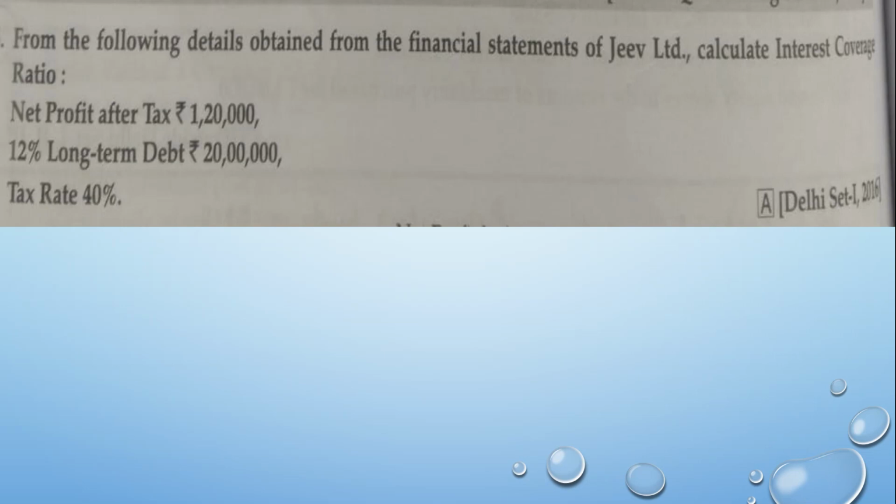From the following details obtained from the financial statements of GE Limited, calculate interest coverage ratio. Net profit after tax. So mind it is after tax. The net profit was 1,20,000. 12% long-term debt was 20 lakh. So this 12% represents the interest that is to be paid on this particular long-term debt of 20 lakh. And there is a tax rate of 40% that is to be charged. So now note down these details, and then as we move forward, you will know how to calculate the interest coverage ratio. So let's go.